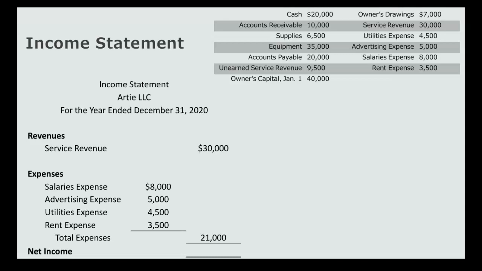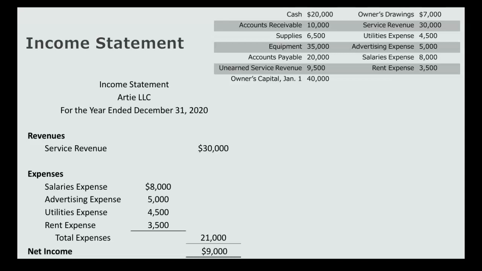But we want to make it formatted in a way that is going to be easy on the eyes, right? So here you can just look down the far right and see revenues and total expenses. So now we have $30,000 in total revenues and $21,000 in total expenses. Our net income is going to be revenues minus expenses. So we have $9,000 in our net income.